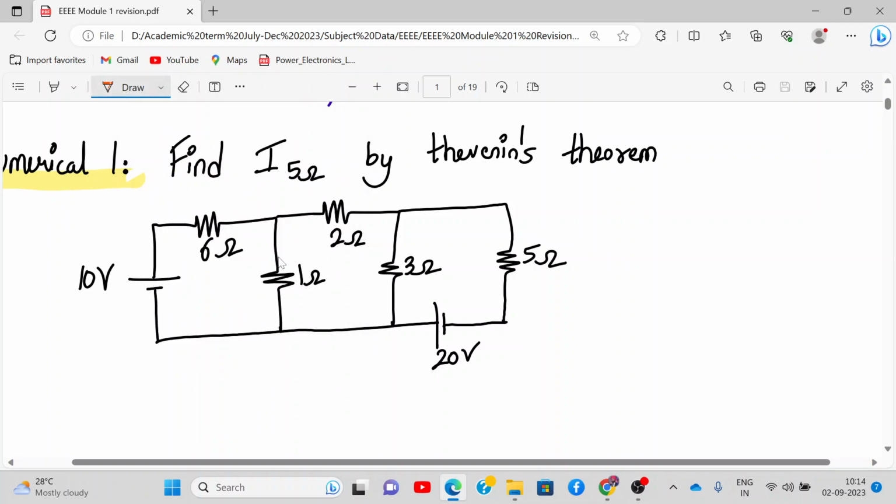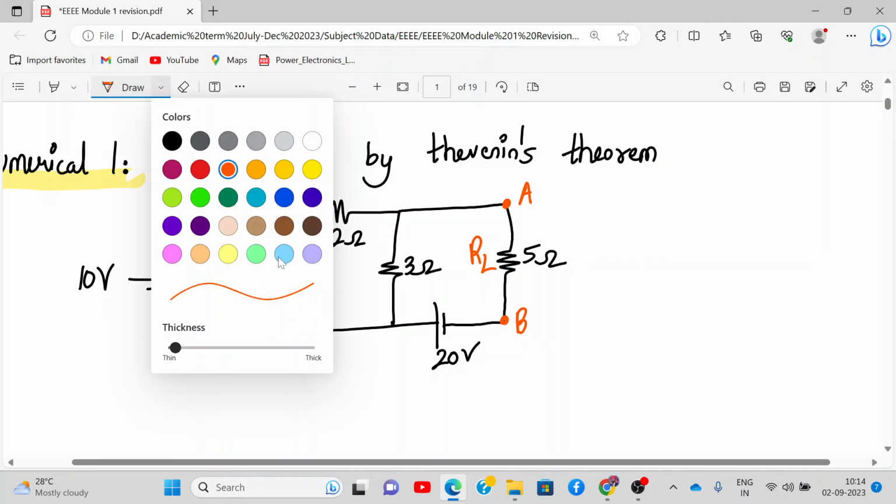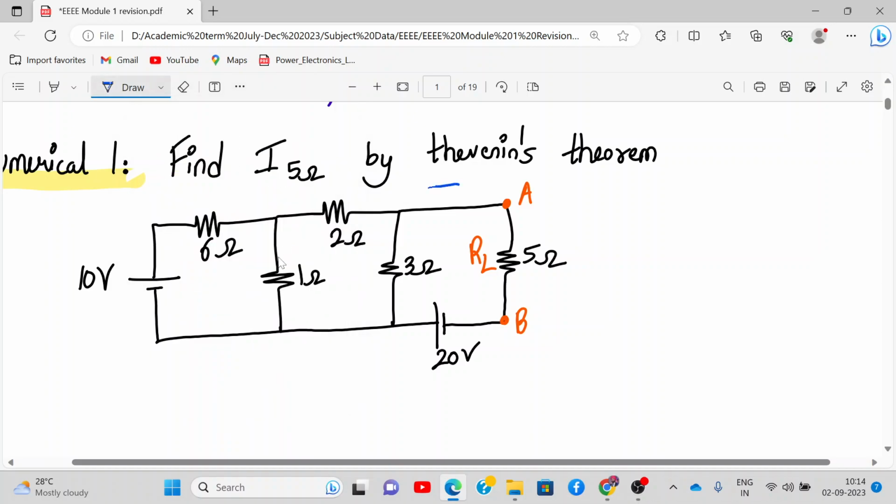Now, what is my complex circuit? First of all, which current we have to find, which resistor? 5 ohm, right? So call that resistor as RL and mark these points as A and B. So please do that in your books also. So where is my complex circuit over here? This is my complex circuit.